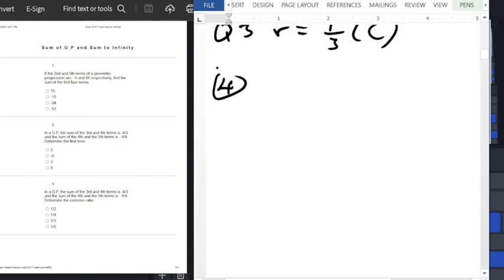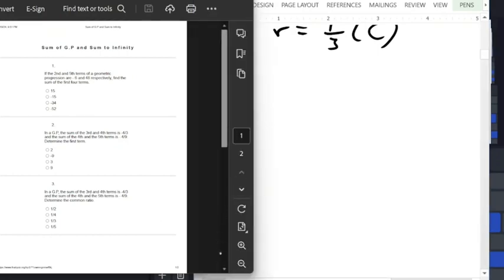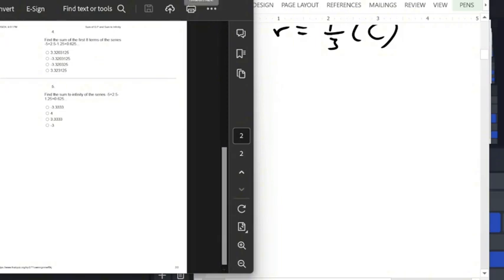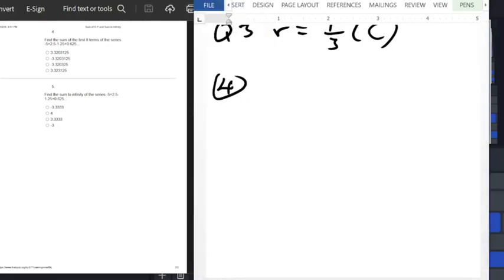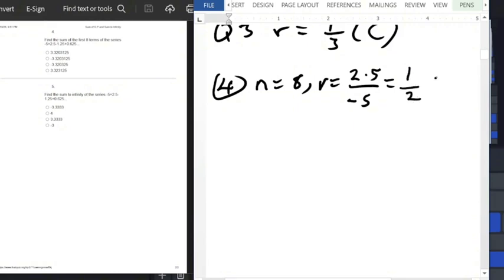So question 4, find the sum of the first 8 terms of the series. So the number of terms is 8. The common ratio is second term over first term, that is 2.5 divided by minus 5, which is minus 0.5, that is minus half. So half is less than 1, so we use the formula.